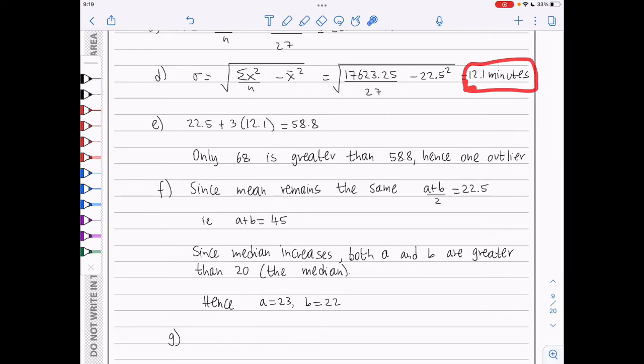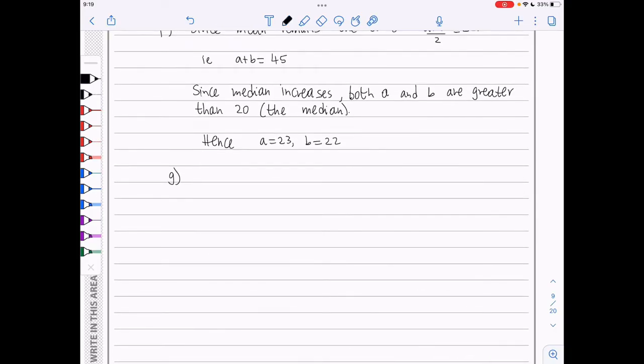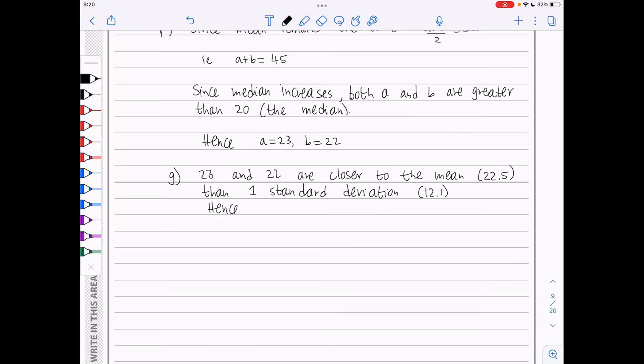So we simply have to say that 23 and 22 are closer to the mean, which was found to be 22.5, than one standard deviation, which was 12.1. So we will now have on average points closer to the mean, and therefore the standard deviation will be smaller. Hence, the standard deviation will be smaller.